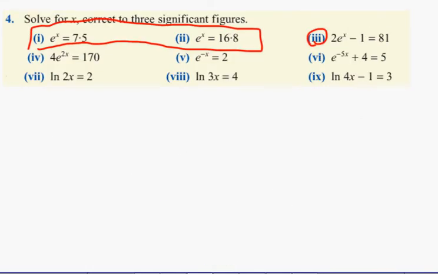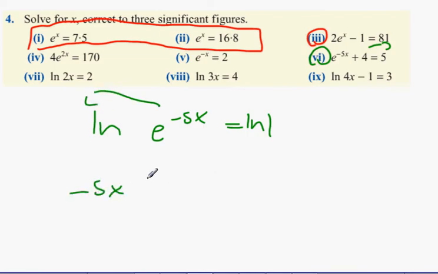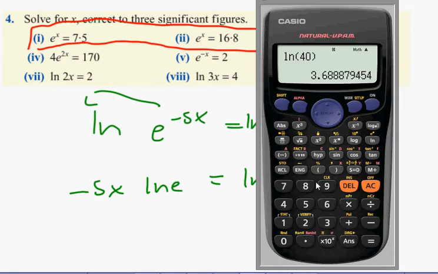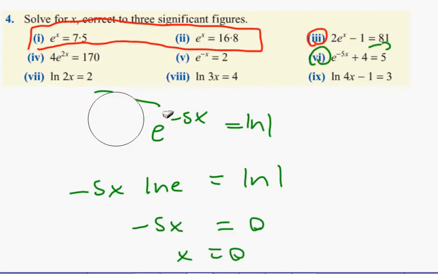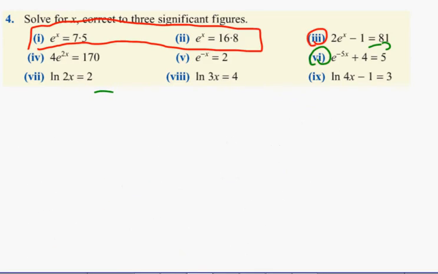What we could do next is, for example, number 6. Once again, very similar to some of the other ones here. We're going to move over the 4, and we're going to get e to the minus 5x equals 1. We're going to ln both sides. And then what we're going to get is minus 5x ln e equals ln 1. I have a sneaking suspicion ln 1 is 0. ln 1 is 0. So what we're going to get is 0 equals minus 5x. Therefore x has to be 0.